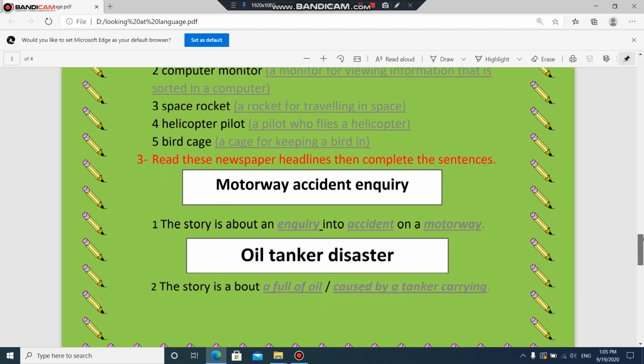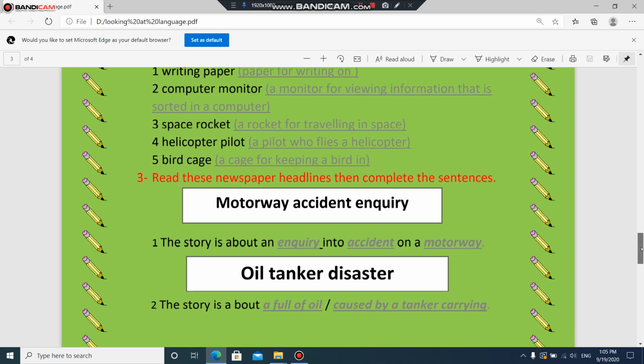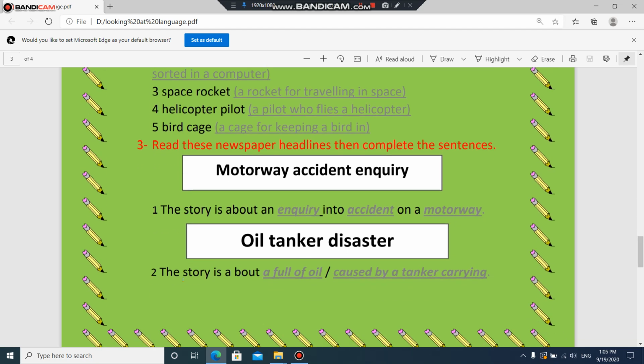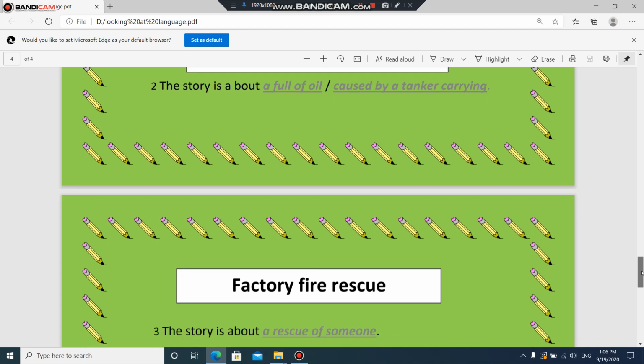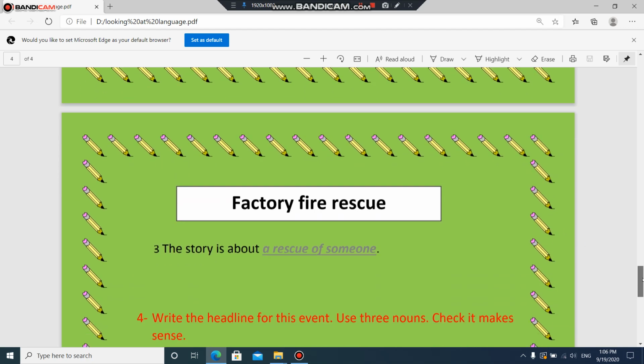Exercise number 3, it's so easy. It says read these newspaper headlines, then complete the sentences. For example, motorway accident inquiry. The story is about an inquiry into an accident on a motorway. Number 2, oil tanker disaster. You can say the story is about a tanker full of oil, or the story is about a disaster caused by a tanker carrying oil. Number 3, fire rescue. The story is about the rescue of someone. Okay guys, the story is about the rescue of someone.